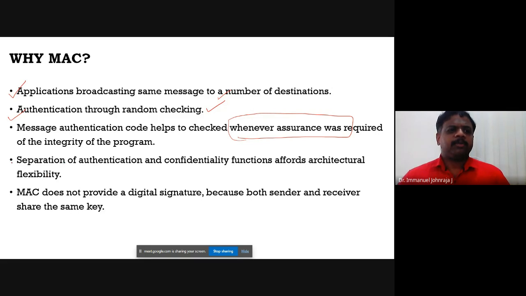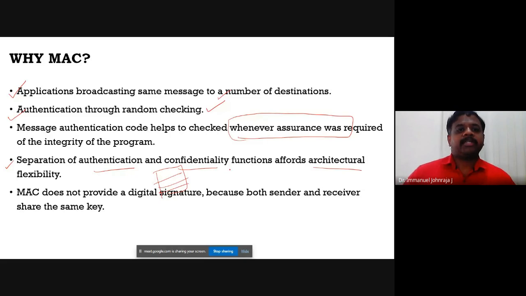The third one, probably from the implementation perspective: the authentication and confidentiality functions can be separated, and it gives you some architectural flexibility. Remember our OSI model, which has 7 layers. Why do we have 7 layers? One of the reasons is that a change in one layer is not going to affect the functionality or the performance of the other layers. Similar to that, if you tie up authentication and confidentiality, as in the case of a public key crypto system, you don't have the flexibility.